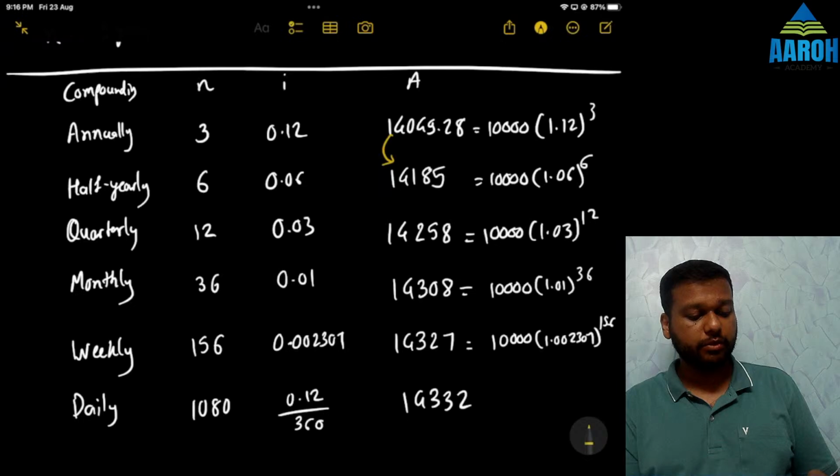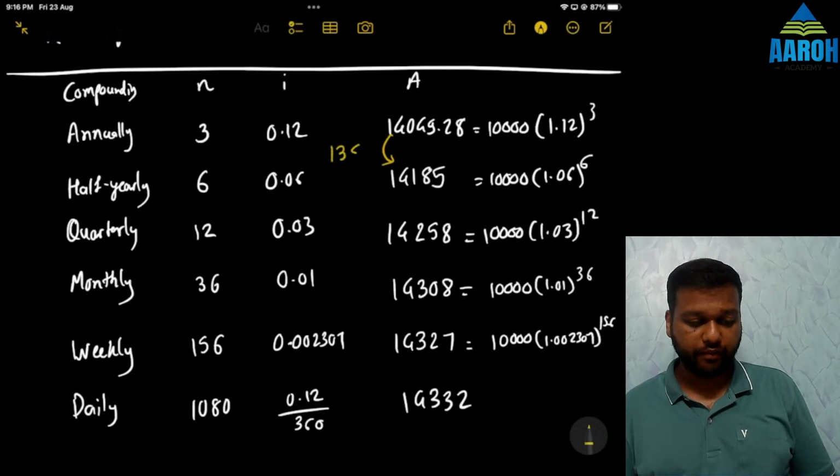14,185 minus 14,049.28. The amount increased by 135.72 rupees, or 136 rupees. I'll just write that.